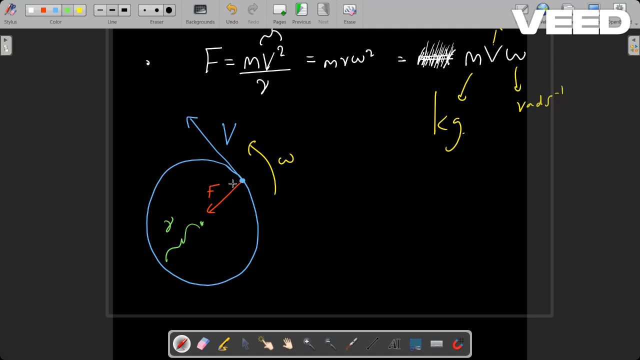So the resultant force, or the unbalanced force, acting on an object rotating about a point or an axis, right?